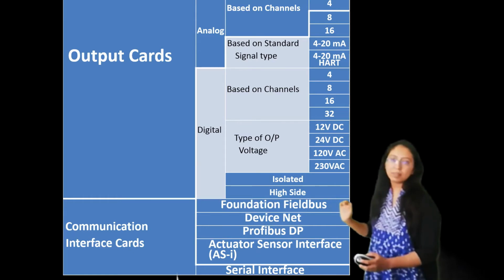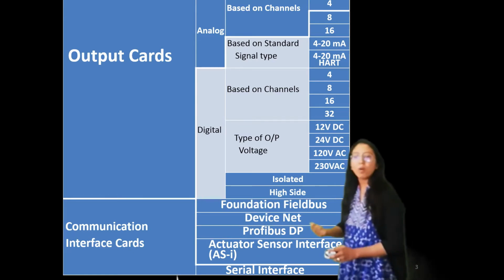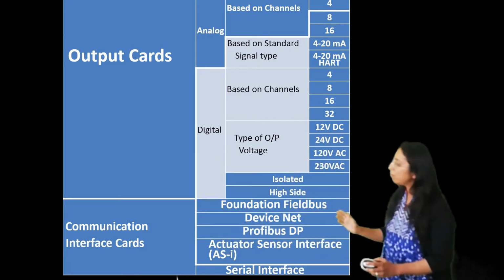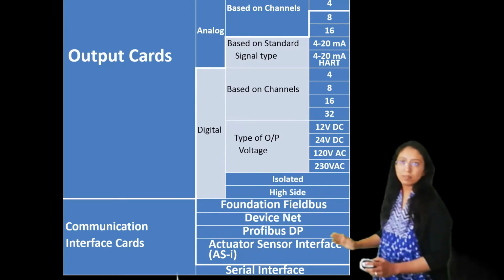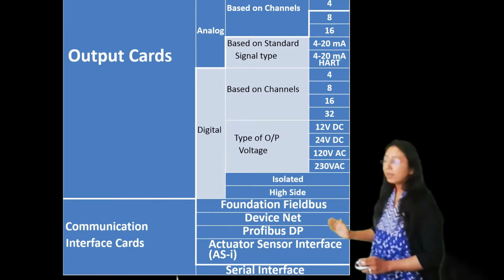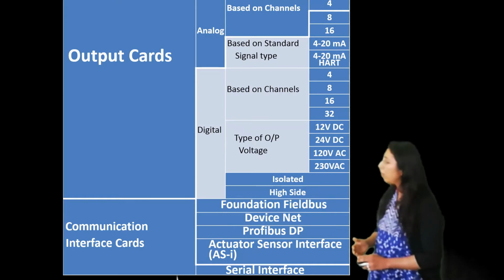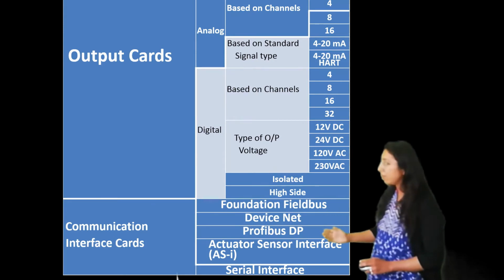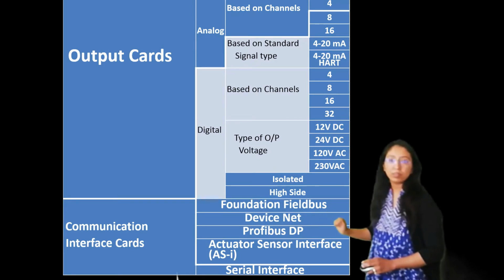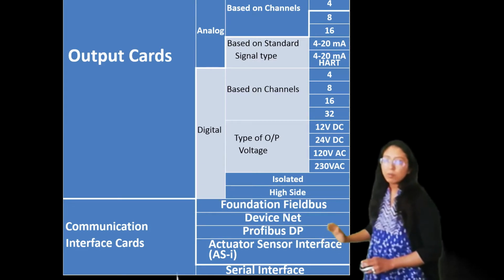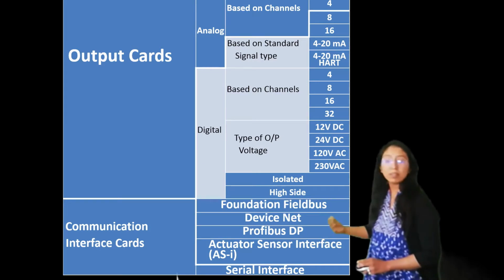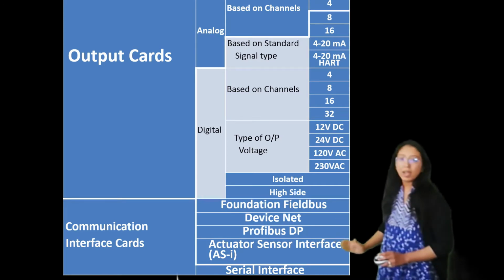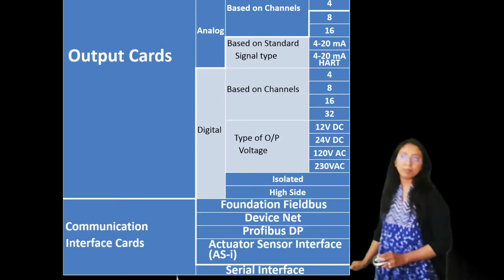Isolated and high side. Then for communication and interface cards, we use Foundation Fieldbus, then DeviceNet. DeviceNet is a network protocol used in the automation industry to interconnect control devices for data exchange. Then Profibus DP, decentralized periphery, then Actuator Sensor Interface, and at last serial interface.